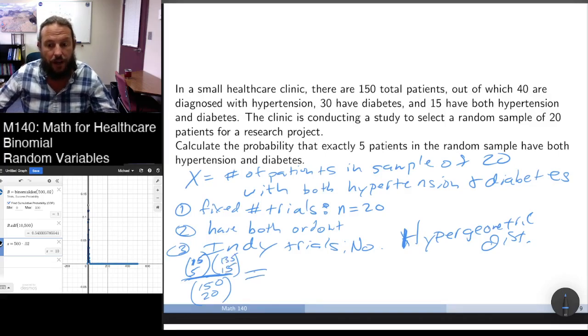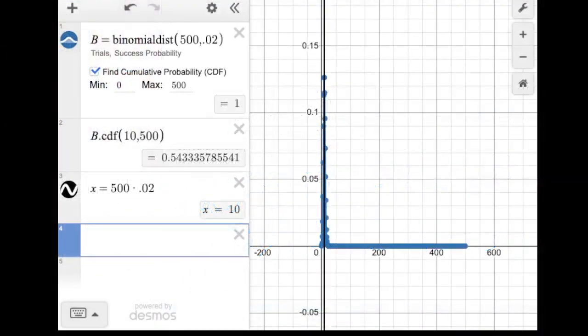Now we want to use our calculator, or Desmos, to calculate that. We don't want to do that by hand. Let's see here.